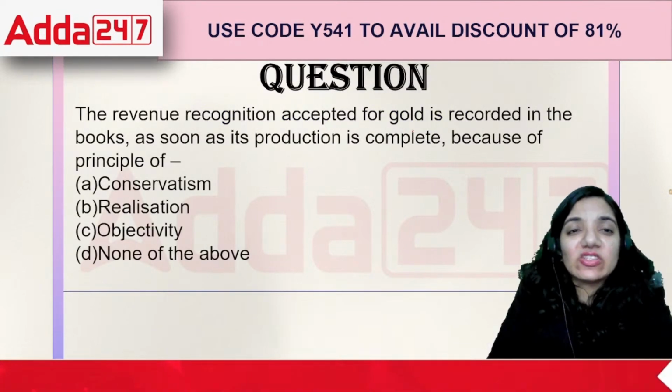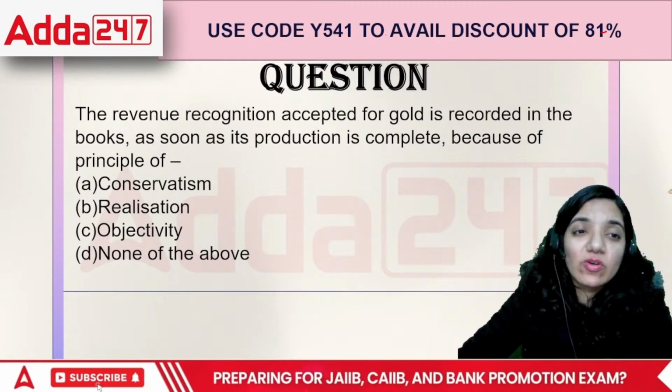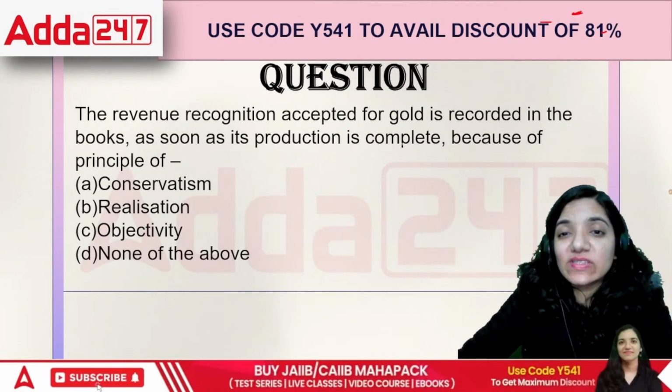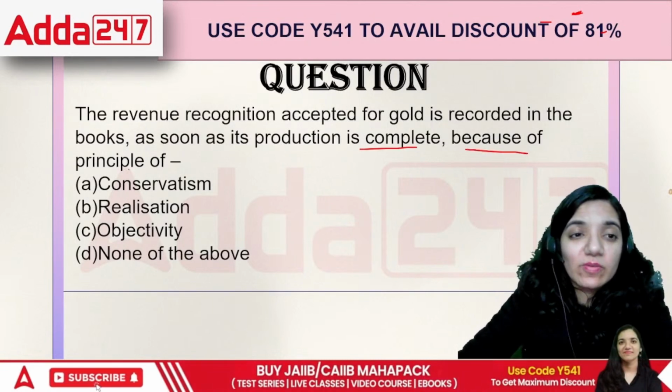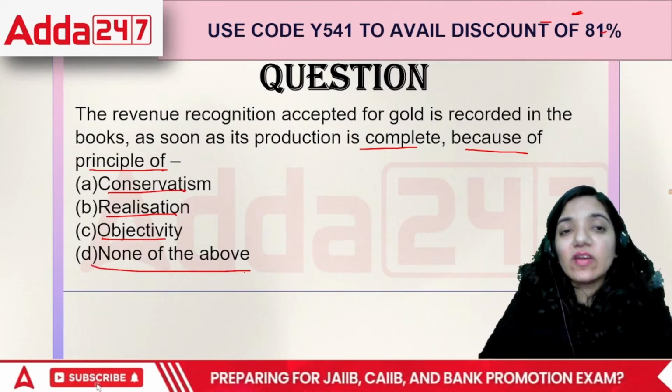Okay, here comes the next question. The revenue recognition accepted for gold is recorded in the books as soon as the production is complete because of the principle of conservatism, realization, objectivity, or none of the above.